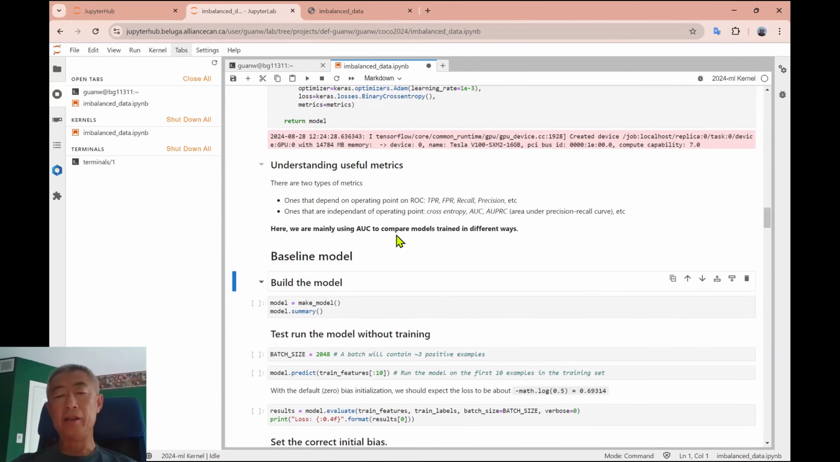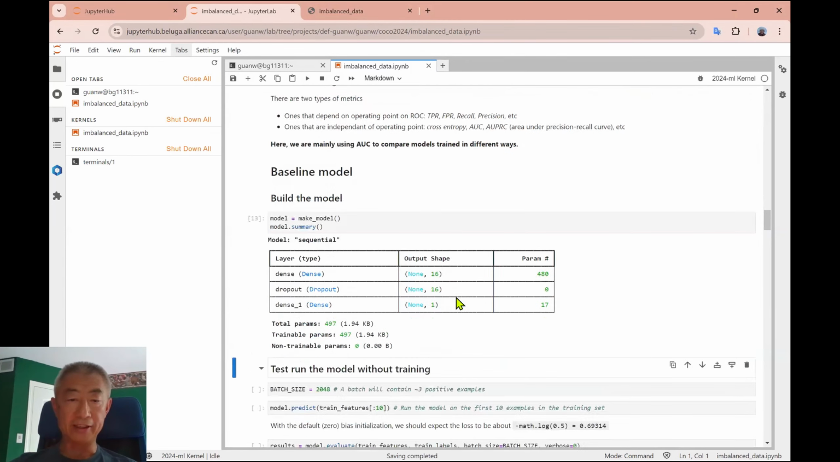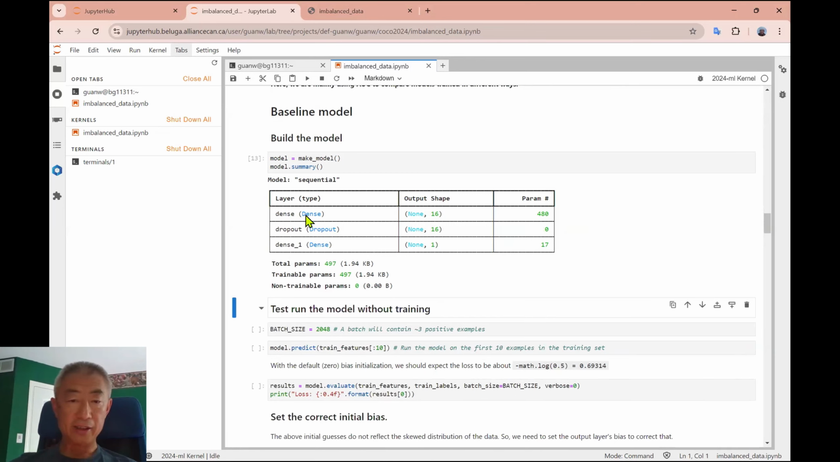So here I'm gonna make our first model. Just call the make model function. It will return a model, and I'll do summary. I can see that this is the structure: dense layer, dropout, and the dense layer again. And then I'm gonna define the size of the batch to be 2048. Why I choose this number?